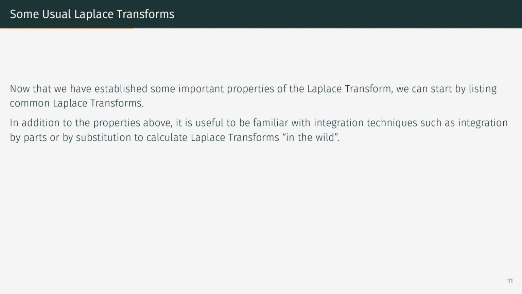Now that we have established some important properties of the Laplace transform, we can start by listing common Laplace transforms. In addition to the properties above, it is useful to be familiar with integration techniques such as integration by parts or by substitution in order to be able to calculate Laplace transforms in the wild.